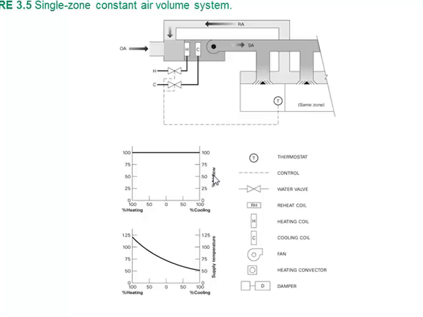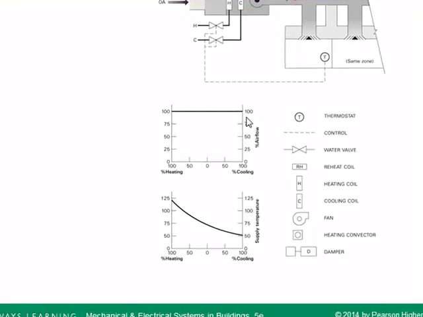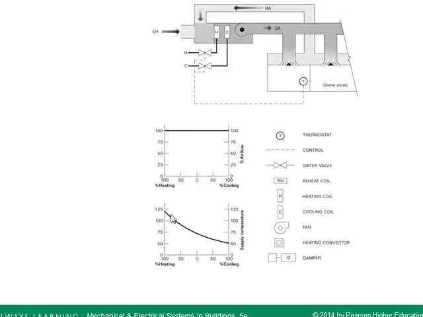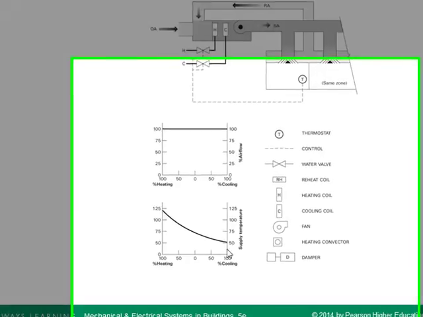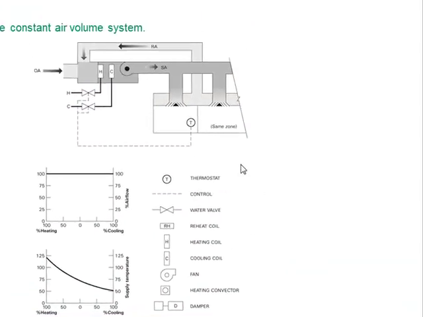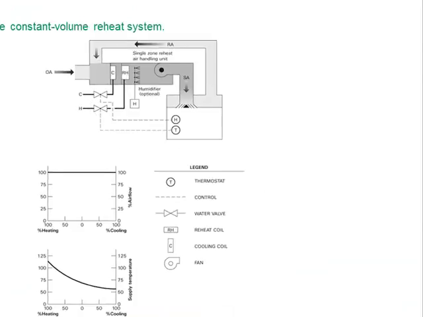So your air is either on or off. When it's on, you've got 100% airflow. This is the temperature range that you could probably have, up to like 100. The heating coil would go up to 125, though your air wouldn't necessarily get that hot, and your cooling coil would be at around 50 degrees. So the air blowing over that would cool off. So that's a single zone constant air system.